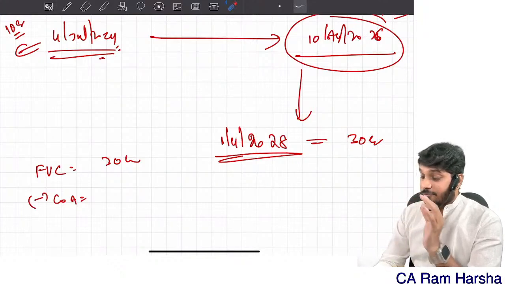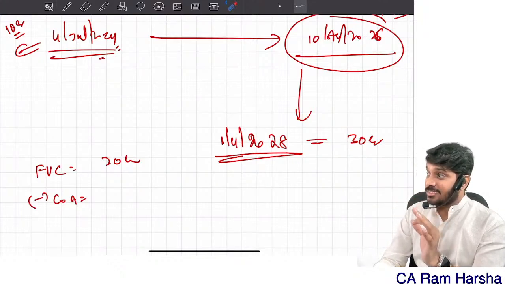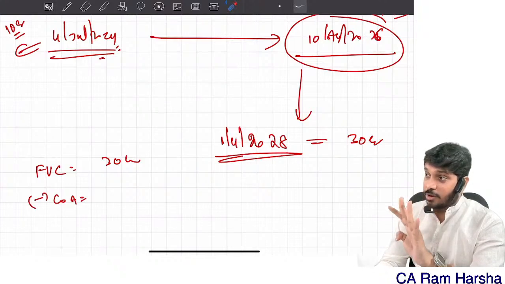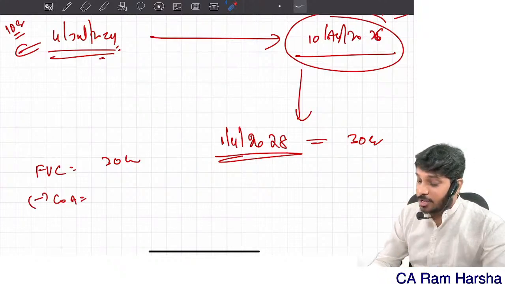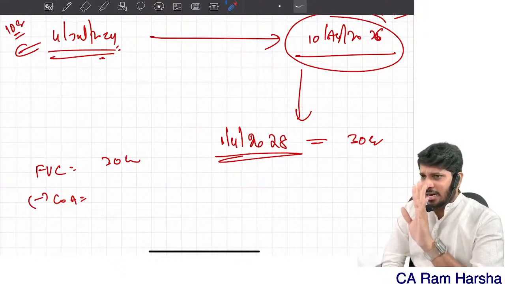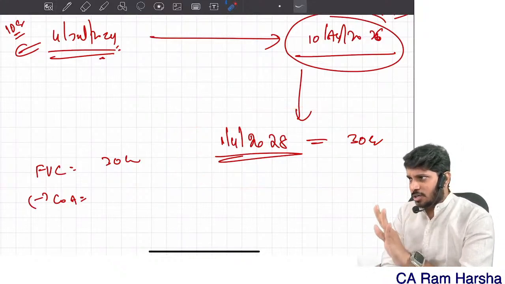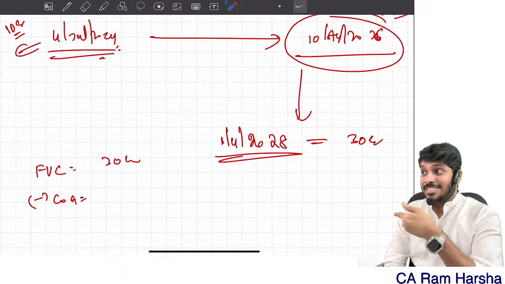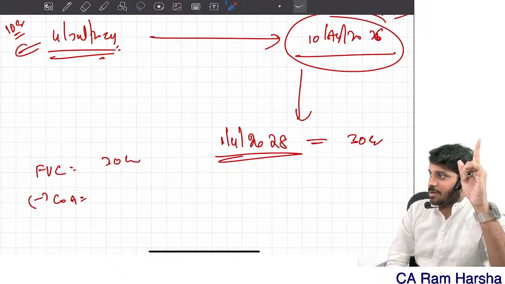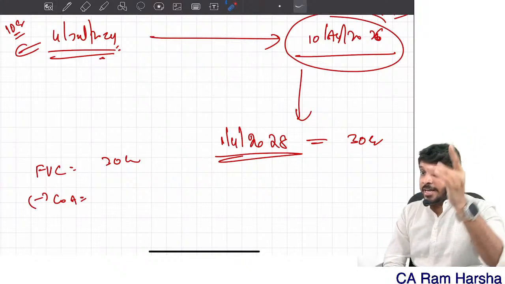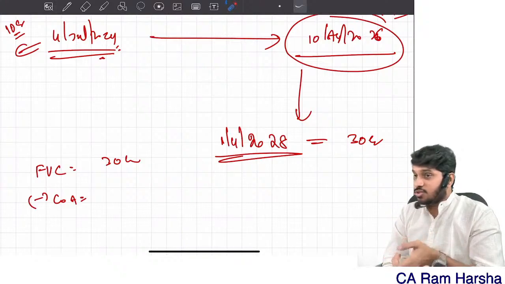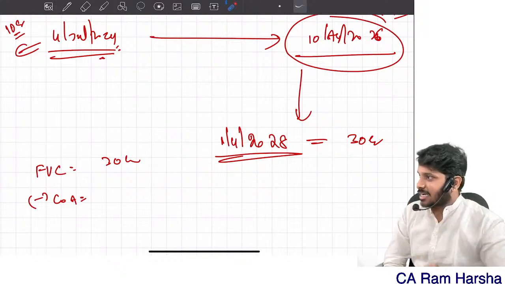Moreover, what is the criteria for deciding the holding period? Long term or short term? 36 months or 24 months? 24 months, because the transfer has happened on or after 23rd July. Remember, the criteria for deciding long term or short term is not the purchase date, but the sale date. When the asset is sold, accordingly the criteria has to be applied. If the sale is before 23rd July, 36 months logic. If the sale is on or after 23rd July, 24 months logic. Able to understand? That's it.